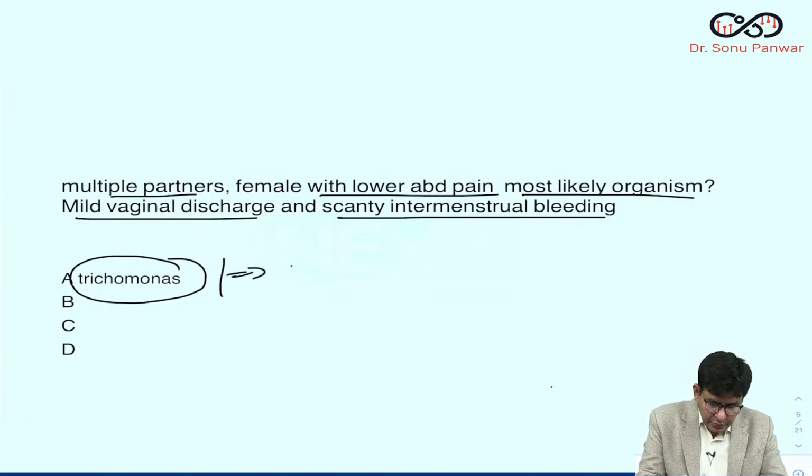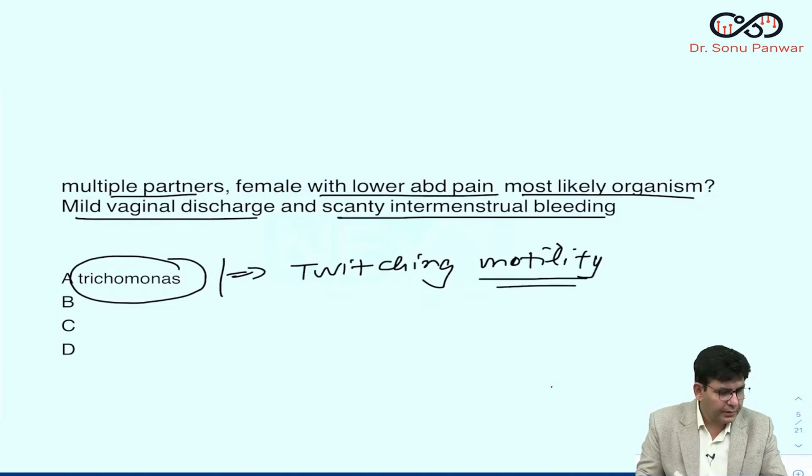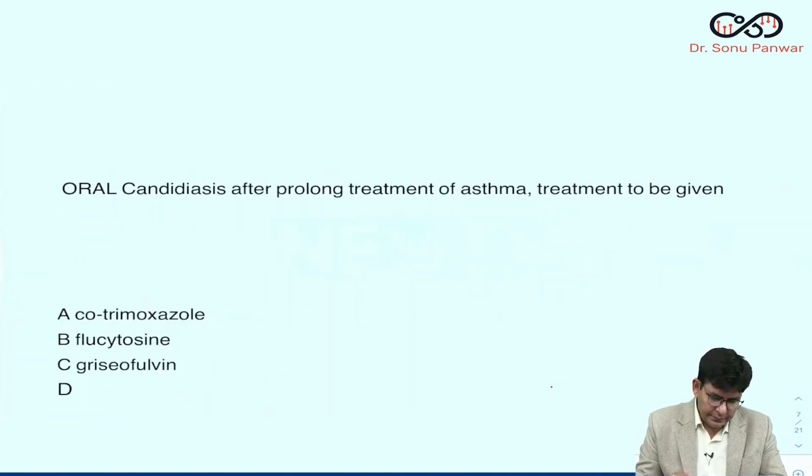So the motility was given off, like twitching motility, and what else was there? So all that you can tell off. Okay, so twitching motility was given, and what is given.